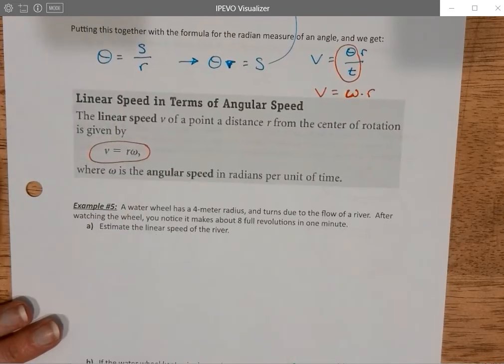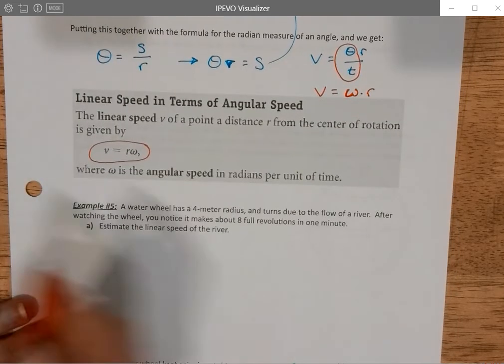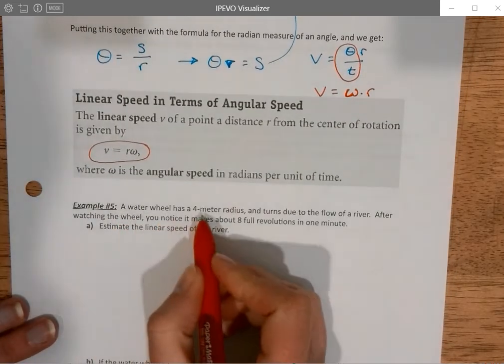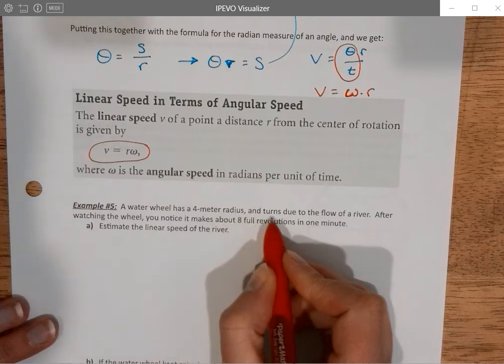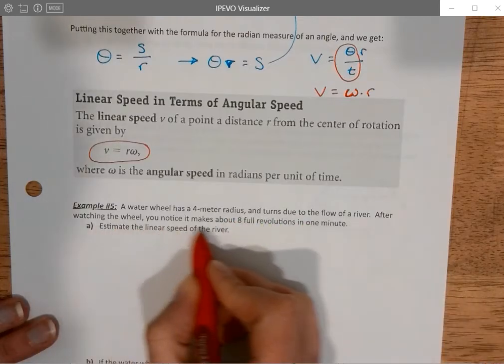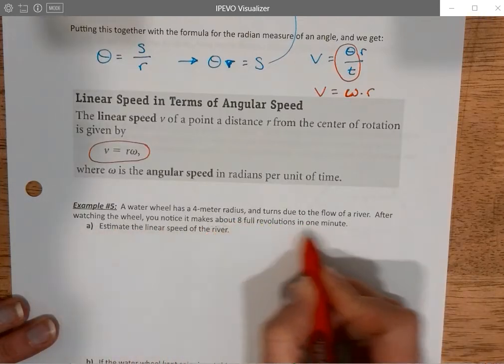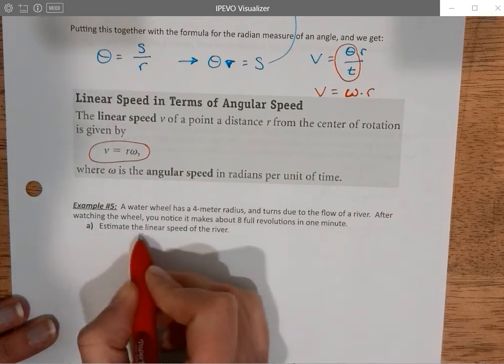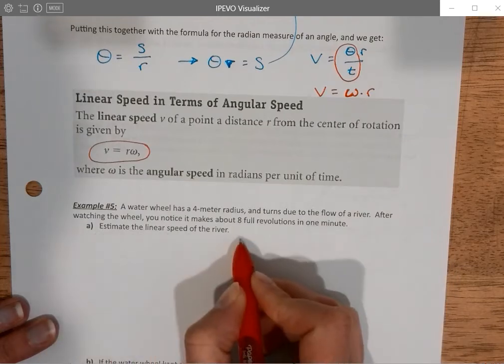Okay, so let's look at an example. A water wheel has a 4-meter radius and turns due to the flow of a river. After watching the wheel, you notice that it makes about 8 full revolutions in 1 minute. Estimate the linear speed of the river.